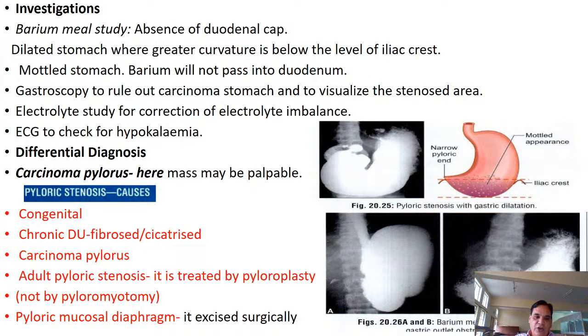You have to go for electrolyte studies, ECG and all other electrolyte investigations. How do you differentiate? The differential diagnosis is pyloric stenosis and carcinoma pylorus. These are the two main diagnoses. Pyloric stenosis can be congenital, it can be chronic DU, it can be carcinoma of the pylorus, or it can be adult pyloric stenosis, where the treatment is pyloroplasty, not pyloromyotomy. You have to differentiate, okay?